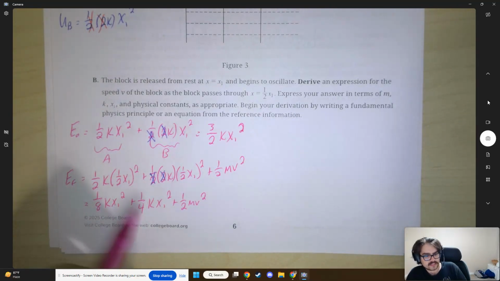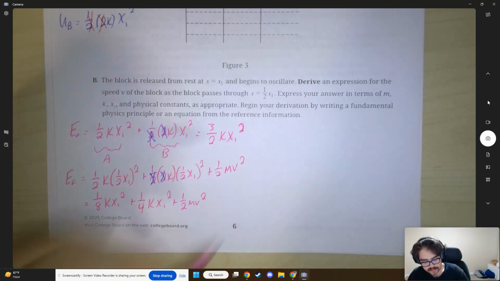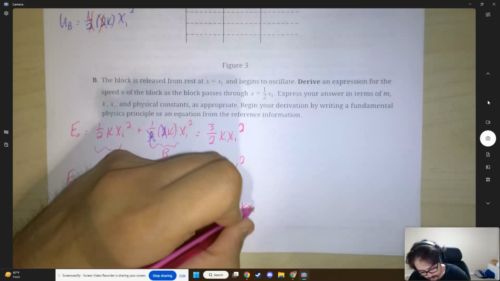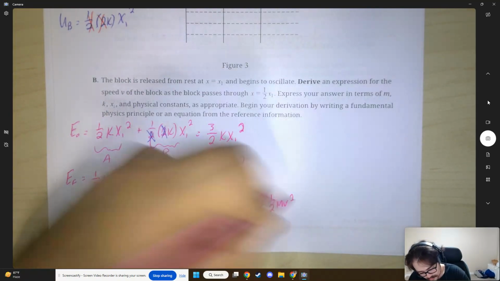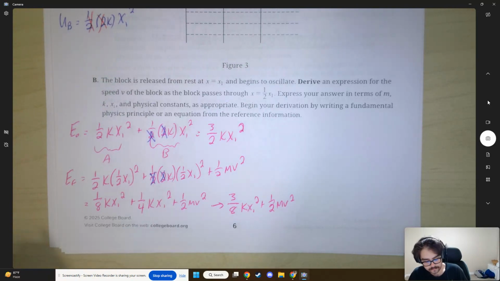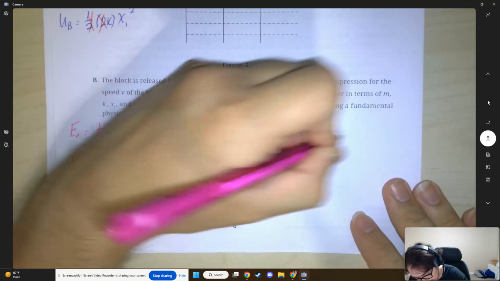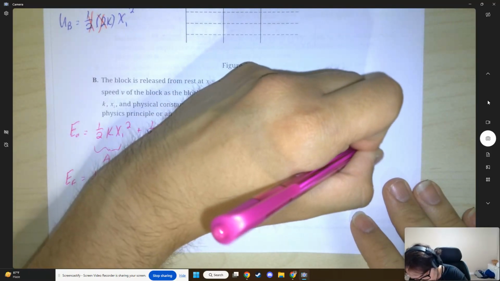Now I need to combine these two by creating a common denominator. I can turn 1/4 into 2/8 and combine it to give myself 3/8. So this becomes 3/8 k x sub 1 squared plus 1/2 m v squared. That's the final energy. Now I just have to set the initial energy equal to the final energy. So the initial, 3/2 k x sub 1 squared, equals 3/8 k x sub 1 squared plus 1/2 m v squared.